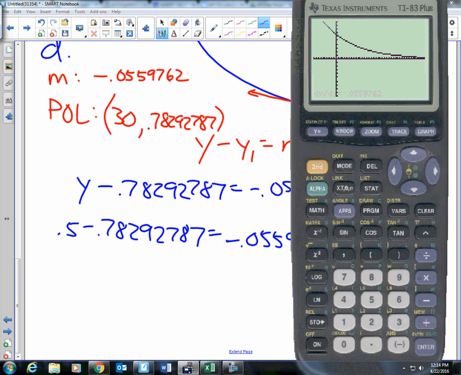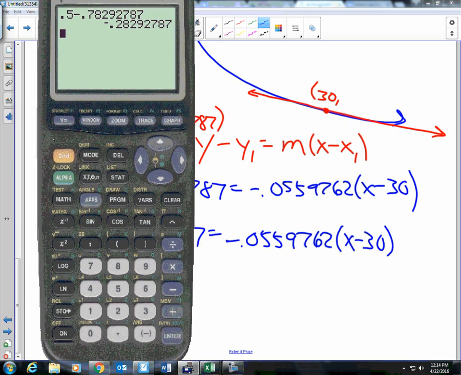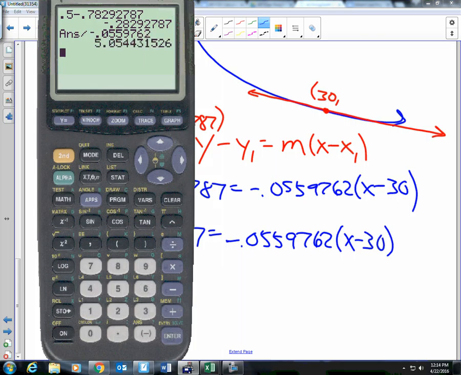Yep, simplify the one side. So we got 0.5 minus 0.782927787. I get that. Now what should I do? Divide by negative 0.0559762. Now what? Add 30. We get 35.054.